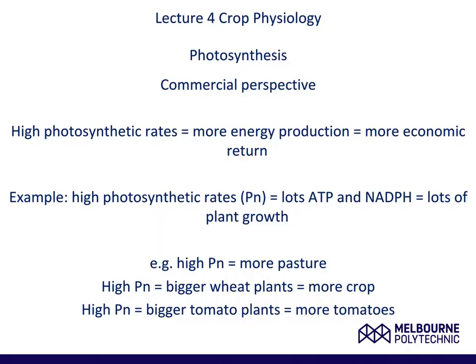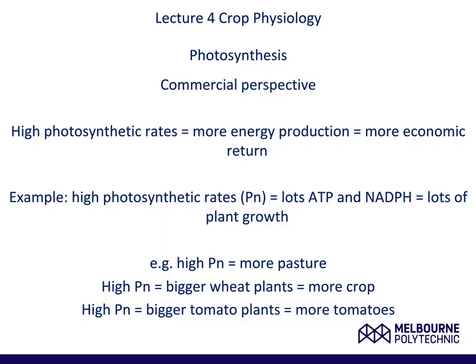For example, if you have a high photosynthetic rate, you will get more pasture. Let us say you may be growing pasture for a horse stud. Therefore, if you can produce conditions that enable high photosynthetic rate, you'll produce more pasture and your horses will have more plants to eat.